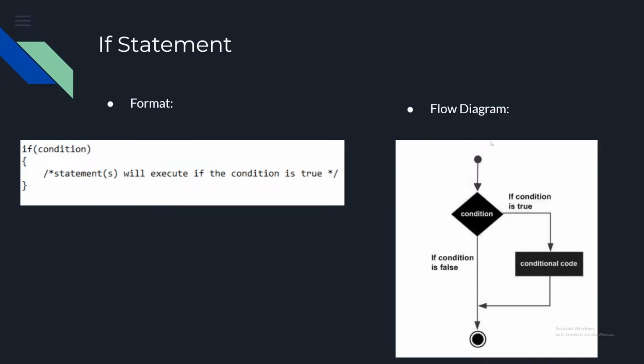If we go ahead and look here too, we can see a flow diagram as well. This is the starting point of the application, and it'll move down. It'll hit this if check here, and if the condition is true, it runs the conditional code. Otherwise, if it is false, it'll just continue on with the execution of the application.